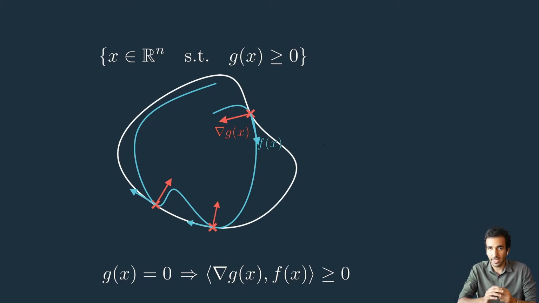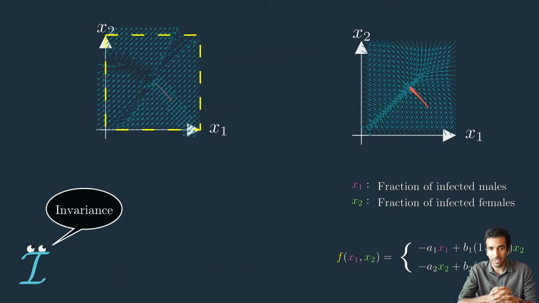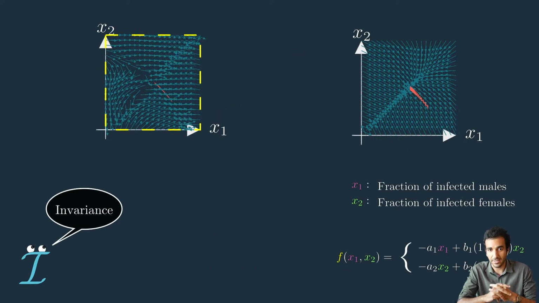As you can see, what I need to impose now is that some quantity that depends linearly on my vector field should be non-negative on some regions of the space defined by polynomial equality or inequality g of x equals 0. And this is exactly the kind of constraint that sum of squares techniques can handle and transform into a valid semi-definite programming constraint. So when I do that, I get the following vector field. And as you can see now, the arrows are pointing inwards of the unit box.